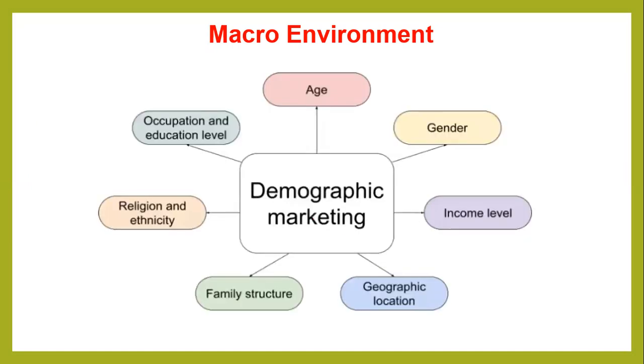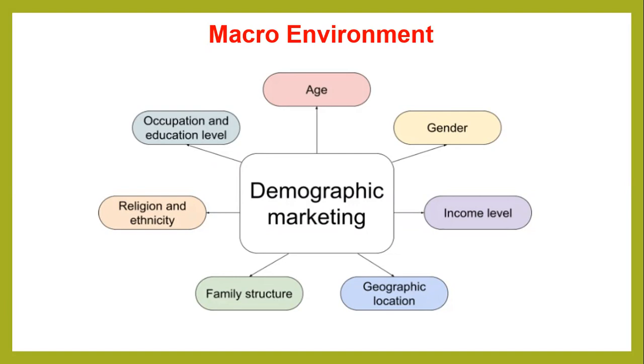Now, talking about it, the first environment is the demographic environment. The demographic environment is the scientific study of human population in terms of elements. So, what are these elements? This includes age, gender, income, geographic location, family structure, religion and ethnicity, occupation, education level, etc. It also includes the increasing role of women and technology. These elements are also called the demographic variables.